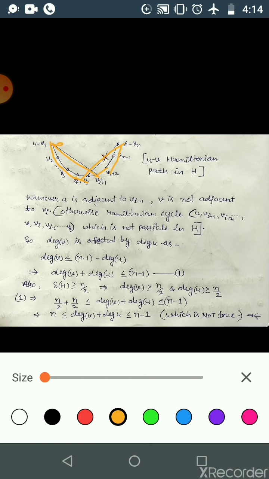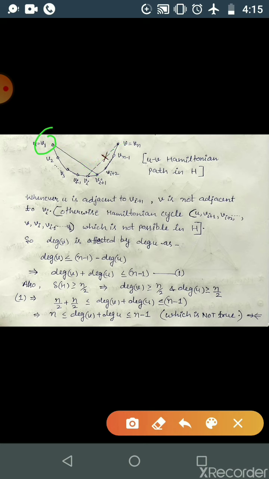So this cycle you can have. This will contain all the n vertices, and this will become a Hamiltonian cycle, which is not possible in H, because H was not a Hamiltonian graph. That's why whenever u is adjacent with any vertex, it is not adjacent with the predecessor of that.